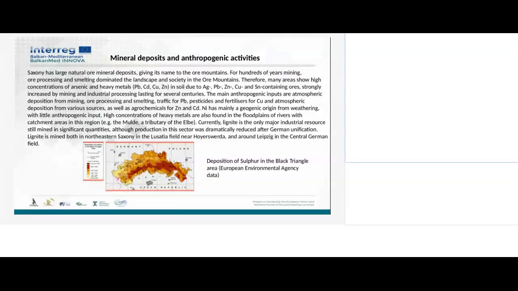The main anthropogenic inputs are atmospheric deposition from mining, ore processing and smelting, as well as traffic, which is a source of lead, pesticides and fertilizers as a source of copper, and atmospheric deposition from various sources. High concentrations of heavy metals are also found in the floodplains of rivers with catchment areas in this region. Currently, lignite is the only major industrial resource still mined in significant quantities.